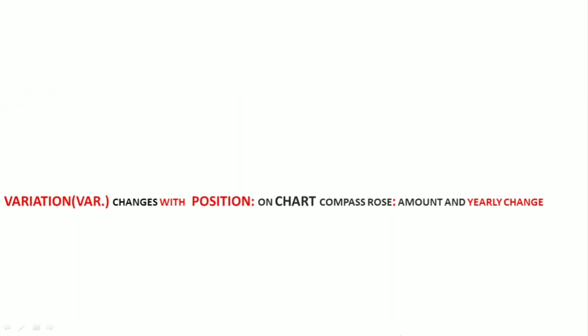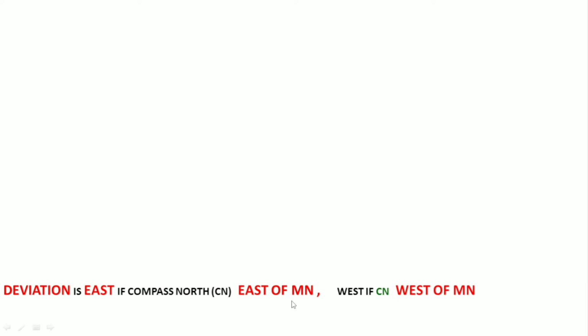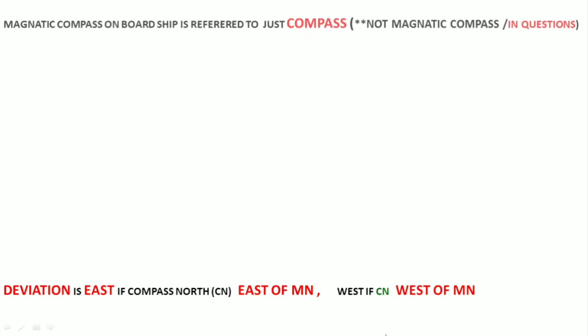Variation, we talked about, changes with position, and you can get the value of variation on the charts, on the compass rose, along with the yearly changes. The deviation can be obtained from a card on the bridge called the deviation card. Deviation, like variation, can be east or west depending upon the position of compass north in relation to magnetic north. If it is east of the magnetic north, we call it deviation east. If it is west of the magnetic north, we call it deviation west.